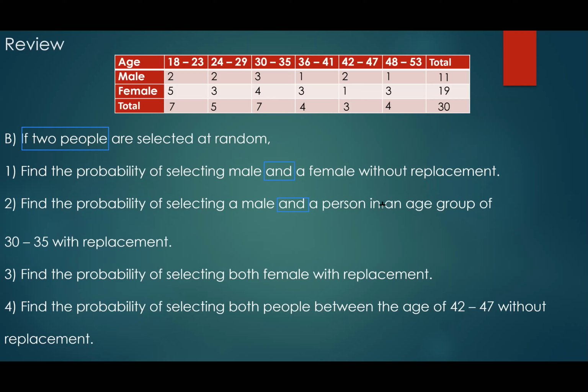So what does independent mean? Independent means that no matter how many times you do it, the probability does not change. Meaning the second probability doesn't change because of the first one.